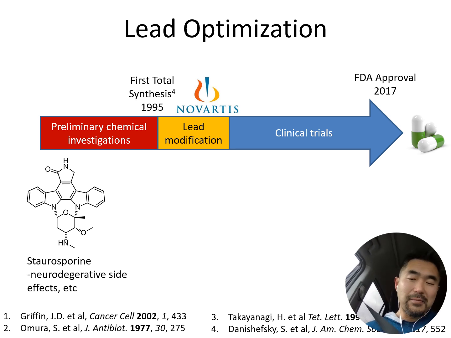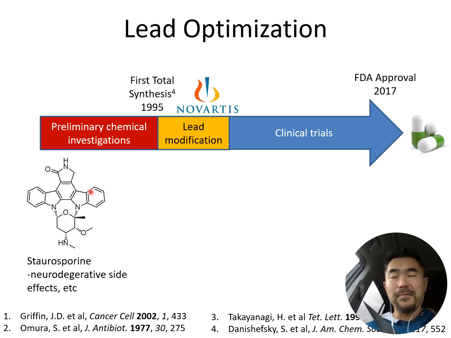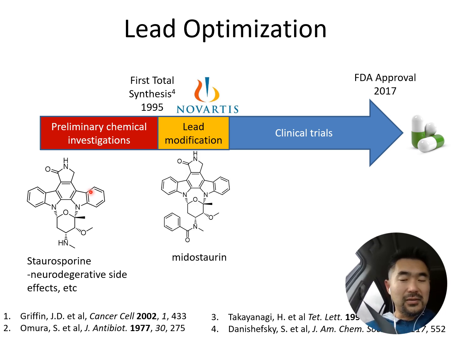As far as the lead optimization bit goes, of course, that begins with the first total synthesis, because you need to have a well-established synthetic route to the scaffold. Otherwise, you won't be able to make any analogs or modify the structure. So that's the starting point.